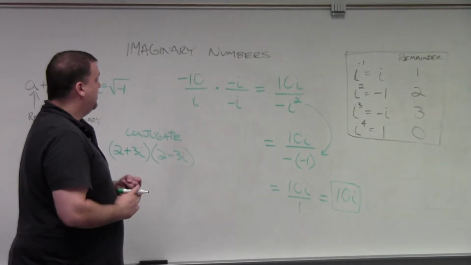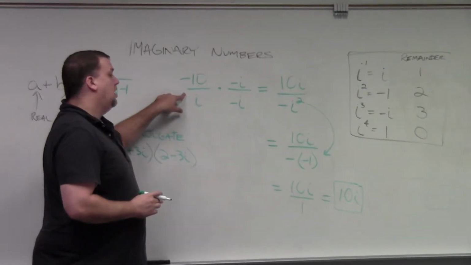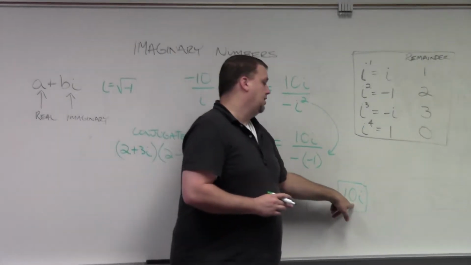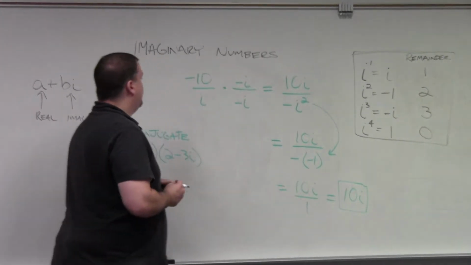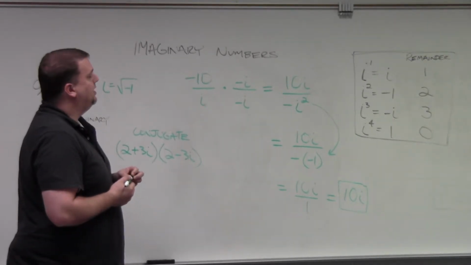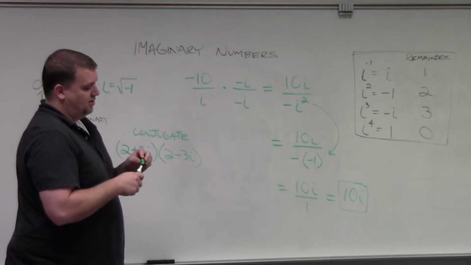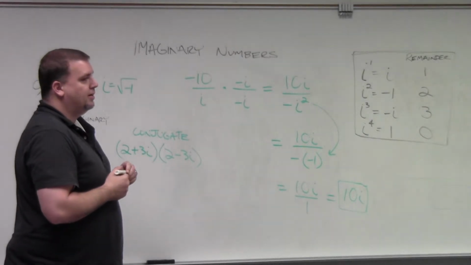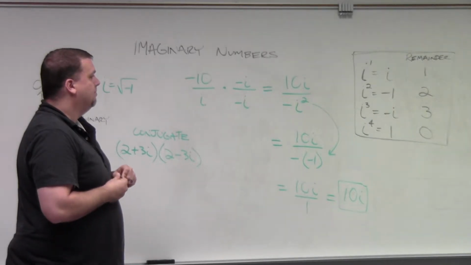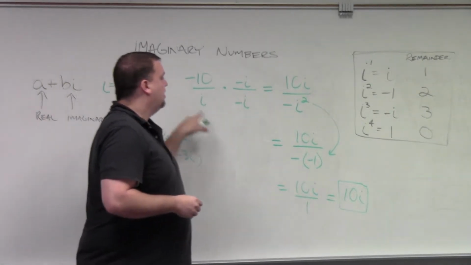So our goal was to get rid of i in the denominator, did we? Yes. 10i. So we transformed negative 10 over i into 10i. What's really weird is they mean the exact same thing. If you go up to a higher level of math, I'll show you why, but they don't look the same, but they actually mean the exact same thing. What? Negative 10 over i and 10i.